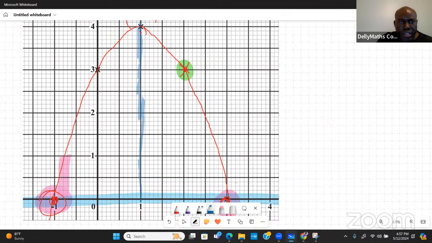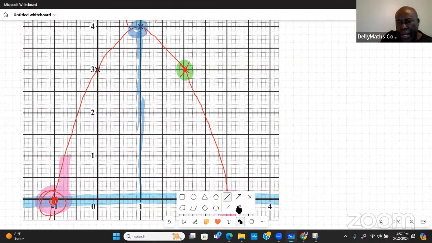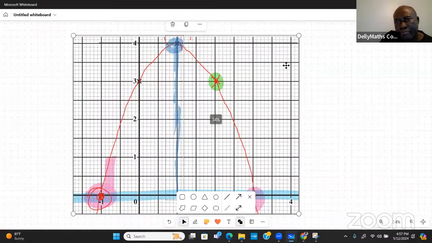So when x is 1, it touched the graph all the way up here. That's where it touched the graph, at the apex right there. So I'm going to draw a line parallel to the x-axis. I'm just showing you what I want you to do. The line that I'm going to drop here is parallel to the x-axis. Matter of fact, I want a big line. Give me a minute, guys.